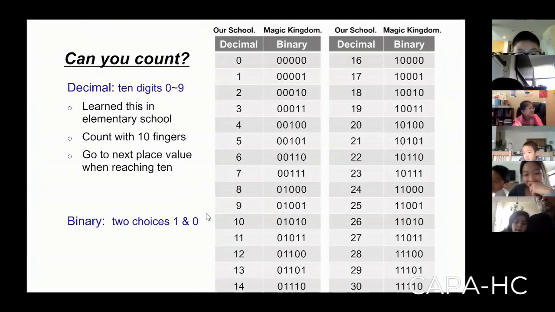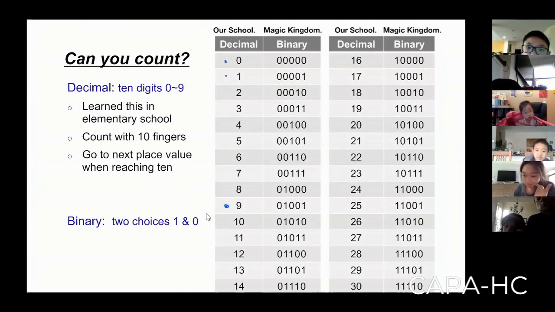So how did we arrive at this counting table? In elementary school, we start learning to count from 0, 1, all the way to 9. Now we use up all the 10 digits we have. So what do we do?